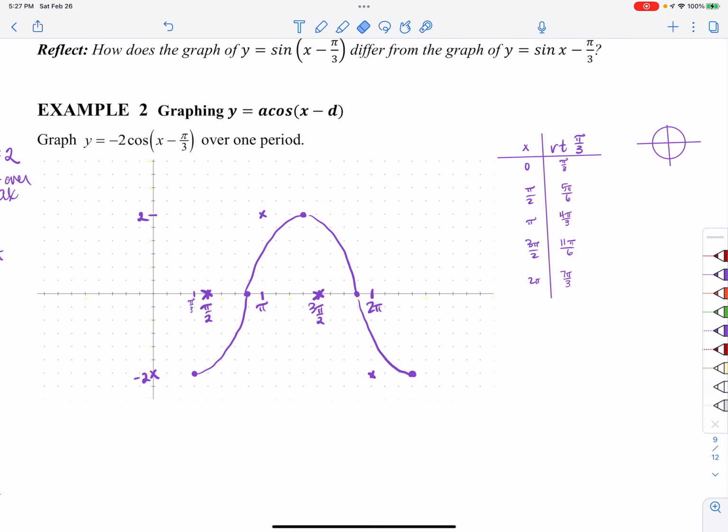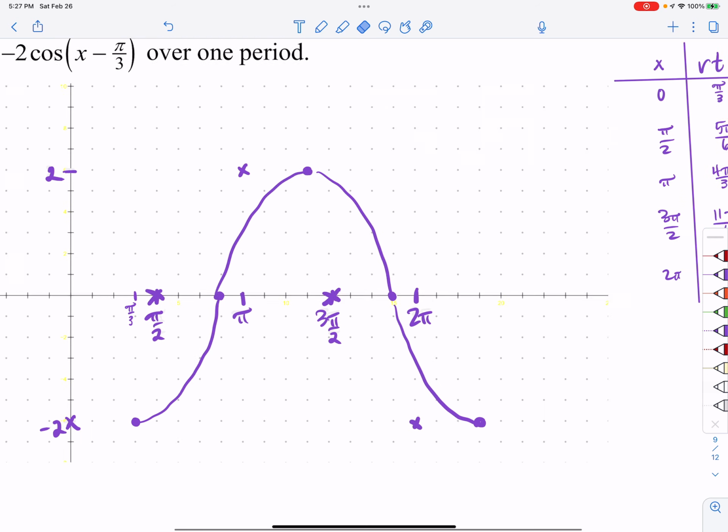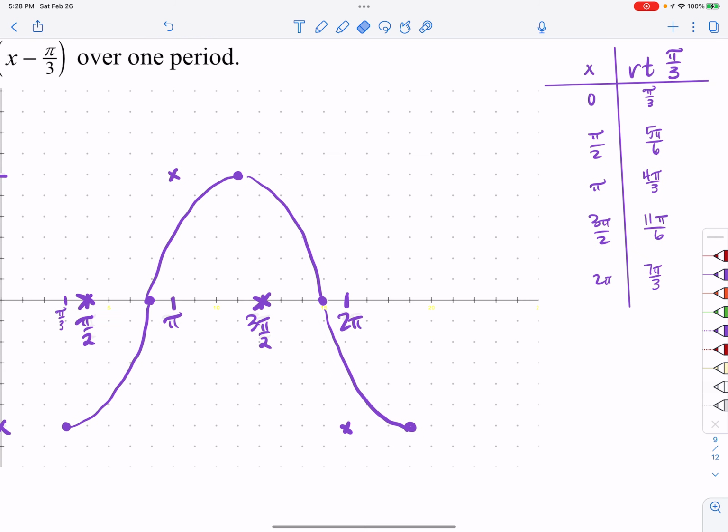So then this is going to give me my 5 major values. So this guy here is going to be 5 pi over 6. And the one right before 3 pi over 2 will be 4 pi over 3. And the one before 2 pi will be 11 pi over 6. And then last but not least, this guy here is going to be 7 pi over 3.